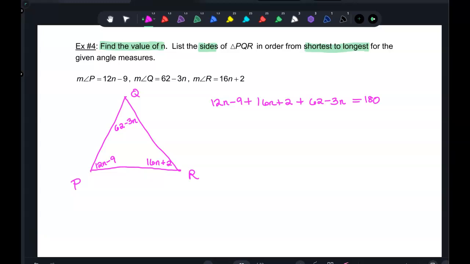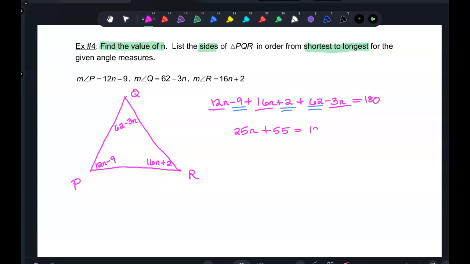All right, let's combine here. I have a 12n, 16n, minus 3n, and that's going to be 25n total. Combining like terms. So that's 25n. And then I have a minus 9, a plus 2, and a plus 62. Anybody know what that would be? You can use a calculator. Oh, so you're 55 total. So it's going to be plus 55.